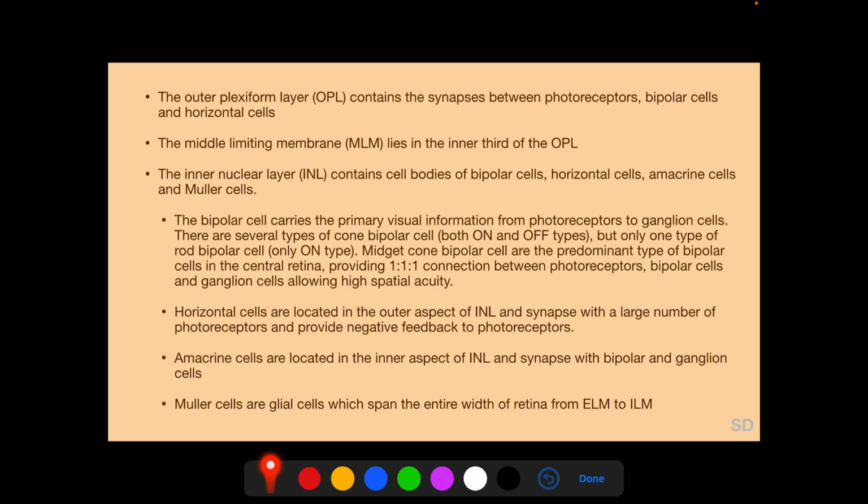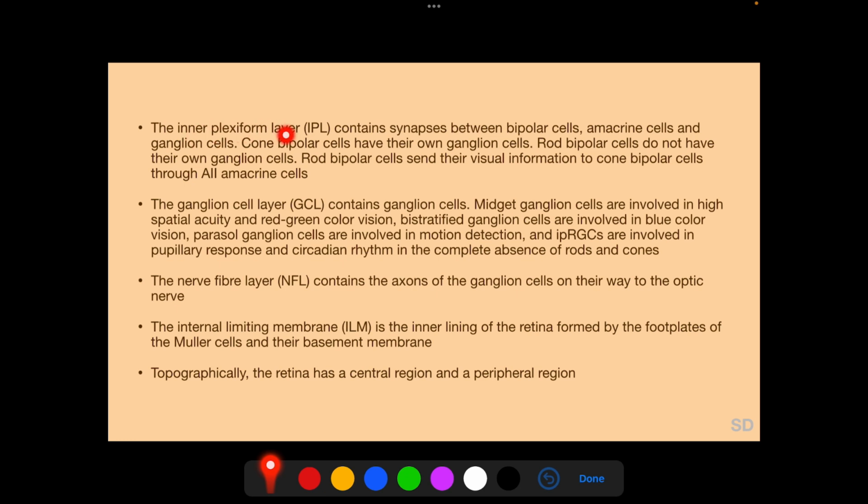Horizontal cells are located in the outer aspect of the inner nuclear layer and synapse with a large number of photoreceptors and provide negative feedback to photoreceptors. Amacrine cells are located in the inner aspect of the inner nuclear layer and synapse with bipolar and ganglion cells. Muller cells are glial cells which span the entire width of retina from the external limiting membrane to the internal limiting membrane. The inner plexiform layer contains synapses between bipolar cells, amacrine cells, and ganglion cells.